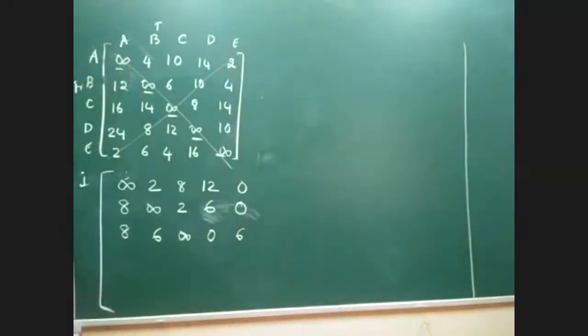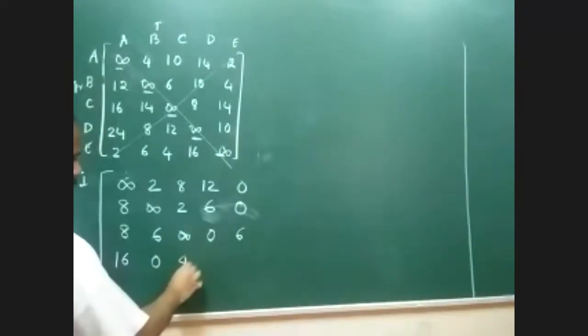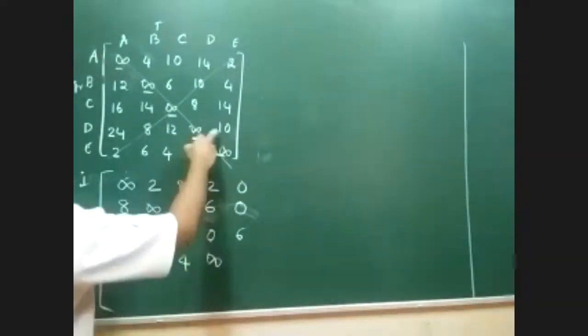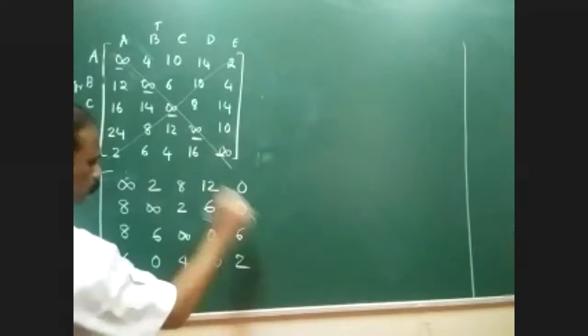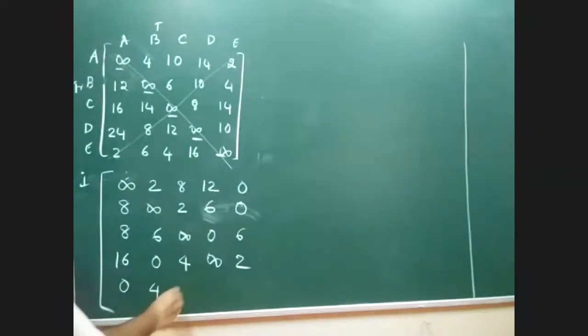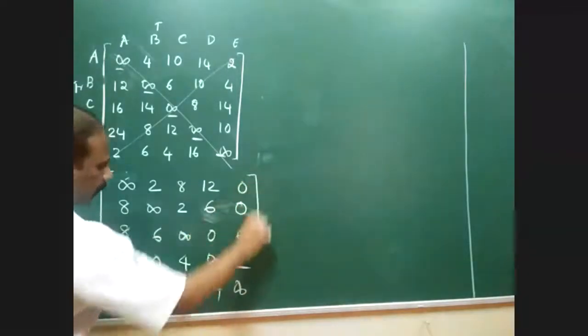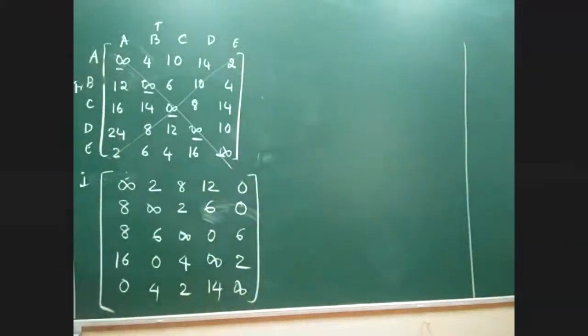Now come back to the fourth row. In the fourth row, the lowest value is 8. So this will become 16, this will become 0, and this will become 4. This will become infinity, and this will become 2. Let's come back to the last row. The lowest value is 2. This is 0, this is 4 and this is 2, and this is 14, and this will remain as infinity. Now step number 1 is completed.